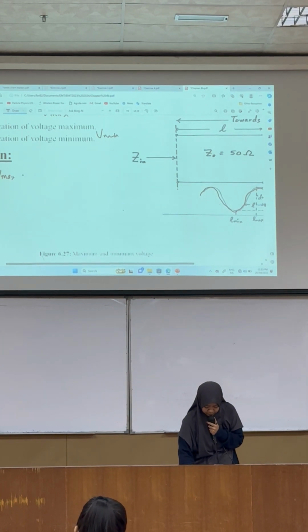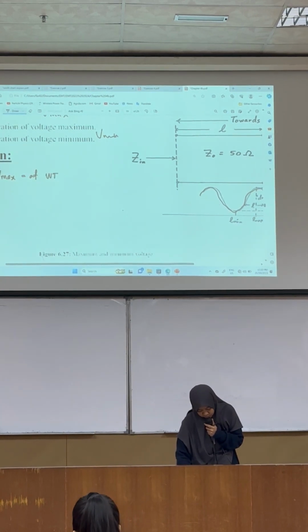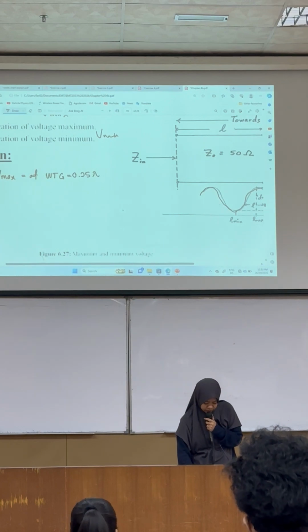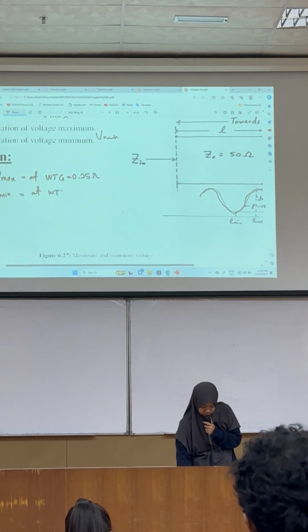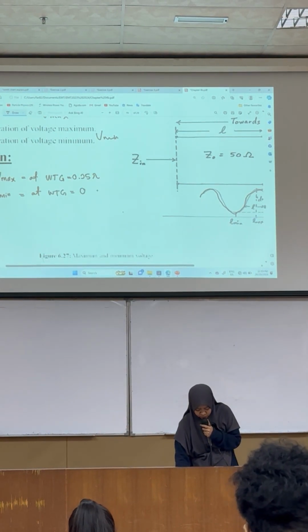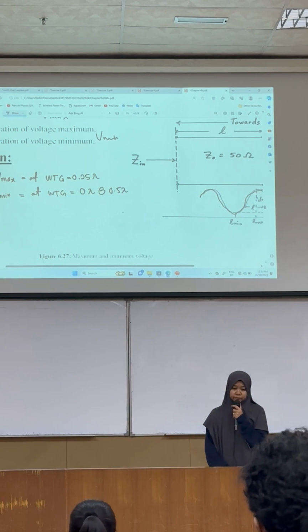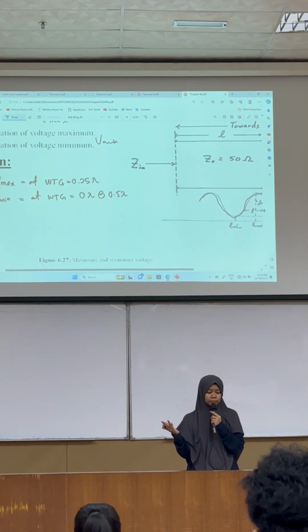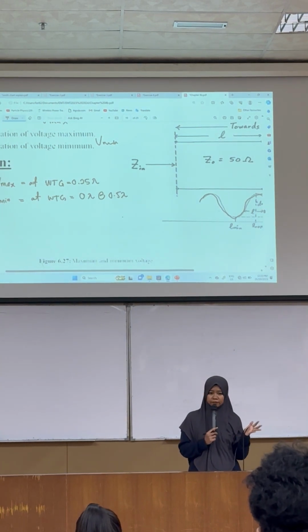Vmax happens at wavelengths toward the generator equal to 0.5 lambda. Vmin happens at wavelengths toward the generator equal to 0 or 0.5 lambda. Vmax happens at 0.25 lambda. Vmin happens at 0 or 0.5 lambda.